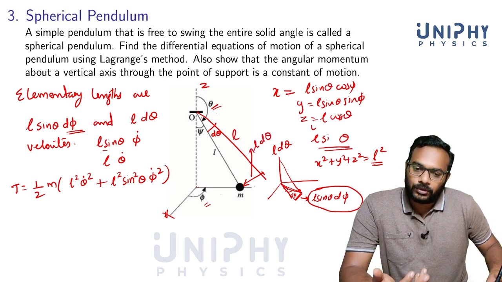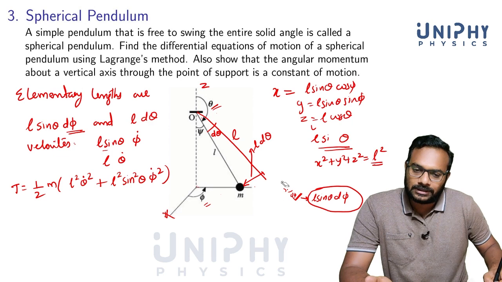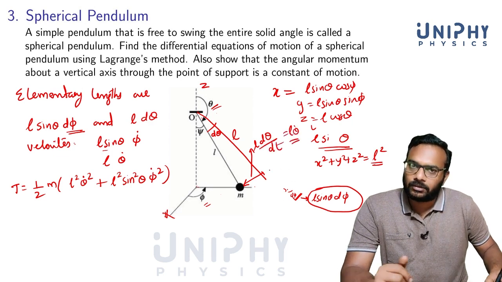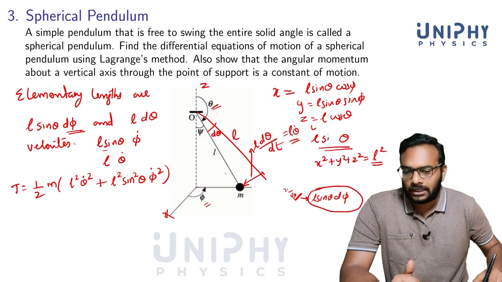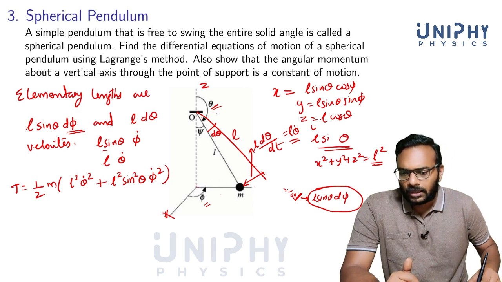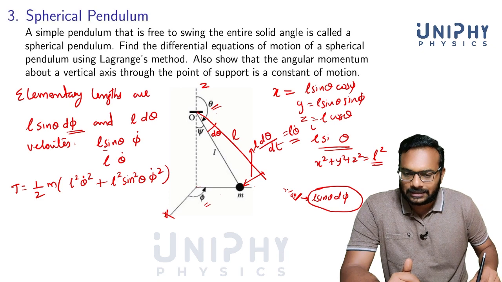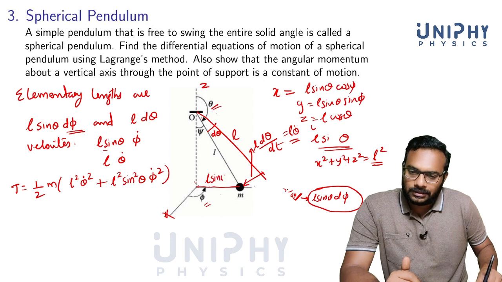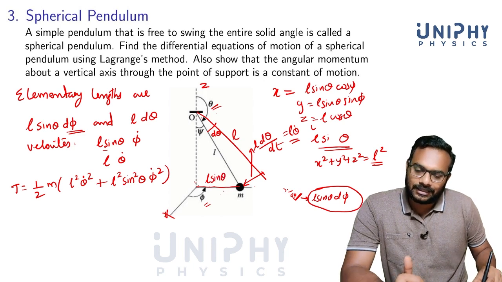Now if you have the distance moved, you need to find the velocity. You just divide it by dt and you get L theta dot. We already got one component of velocity. The other component is easily found as here. We see that this length is L sine theta.